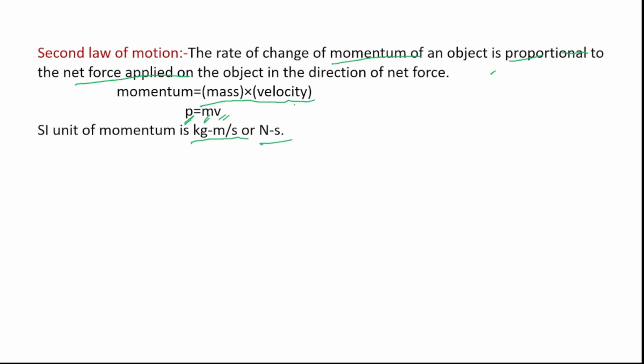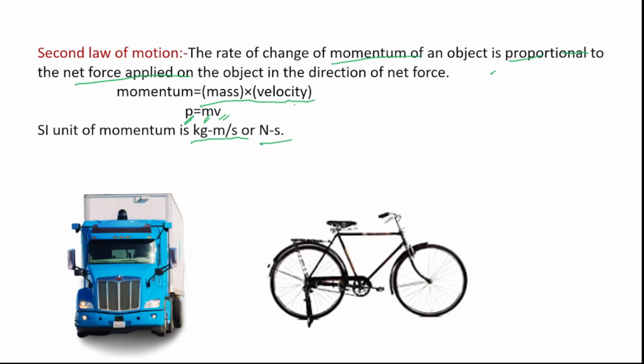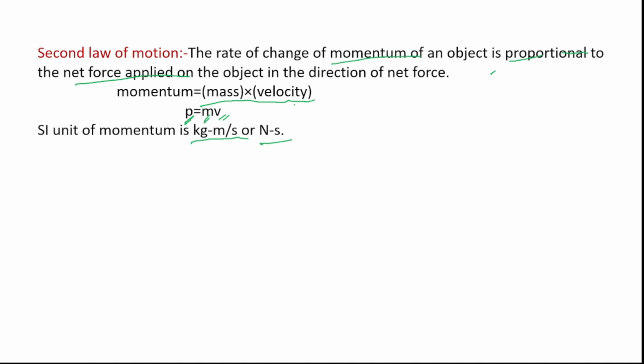And for example, if you have a heavy truck and a bicycle, and you hit the wall with the same speed, which one damages the wall more? Does the bicycle damage the wall more, or the truck? Definitely the truck will damage the wall more. Why? The mass and velocity of the truck will be high compared to the bicycle. So due to high mass and velocity, the truck will damage the wall more. What is happening here? Momentum is more.